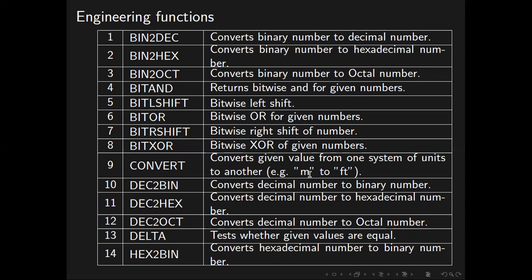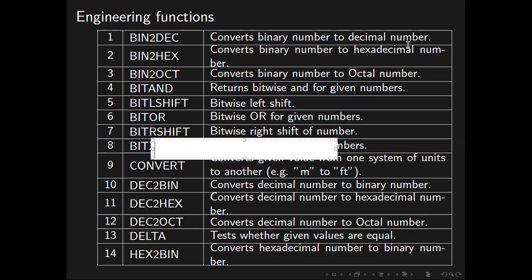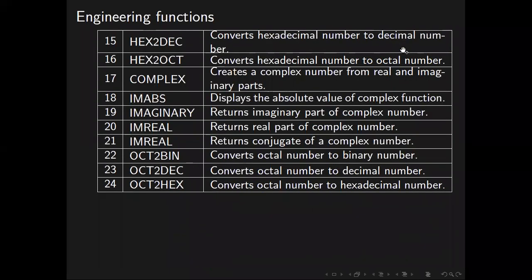Okay. Then delta is the test function for comparison of two results. If two results are equal, it gives 1 as the result or true. If they are different, it will give false as the result or number 0. Then hex to bin, hexadecimal to binary, hex to dec, hexadecimal to decimal, hex to oct, hexadecimal to octal.